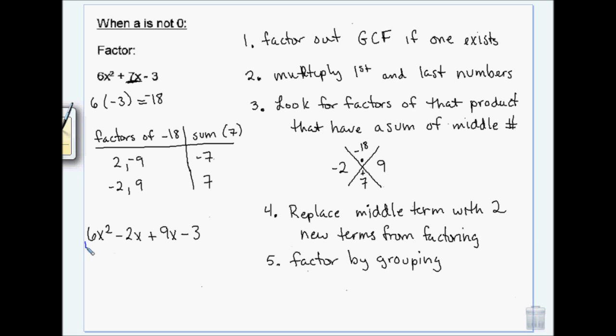Okay. So what I'm going to do is look at these two and these two separately. First group, second group. Now I'm going to look at 6x and negative 2x. I can divide out a 2 and an x, and that leaves me with 3x minus 1. And if I look at 9x and negative 3, I can factor out a 3, and that leaves me with 3x minus 1. If you have done this correctly, these will match.